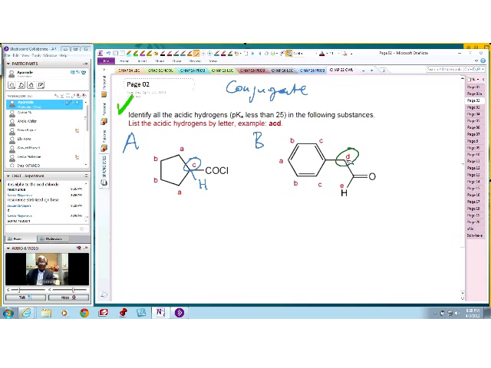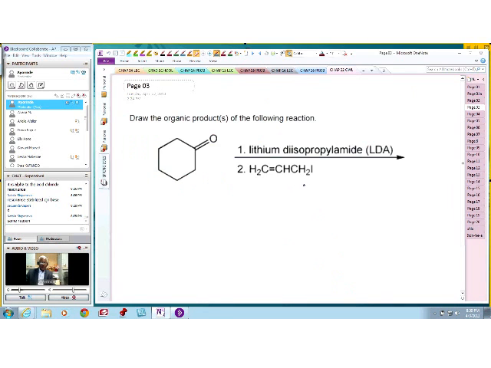In other words, the conjugate base of this, once you remove the hydrogen, will be stabilized by resonance. Natalia said the same reason as above, that is correct. So therefore you have this, and then you have this. This should be fairly easy.